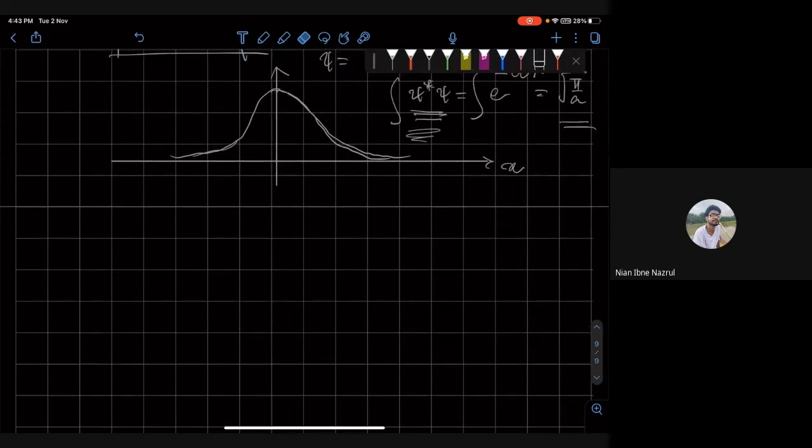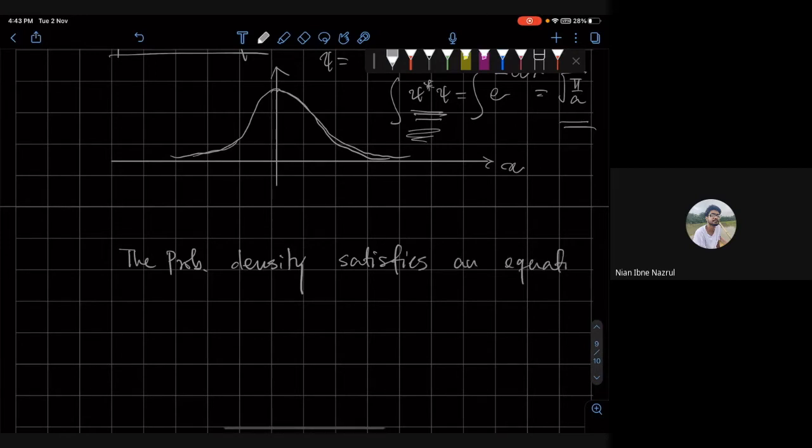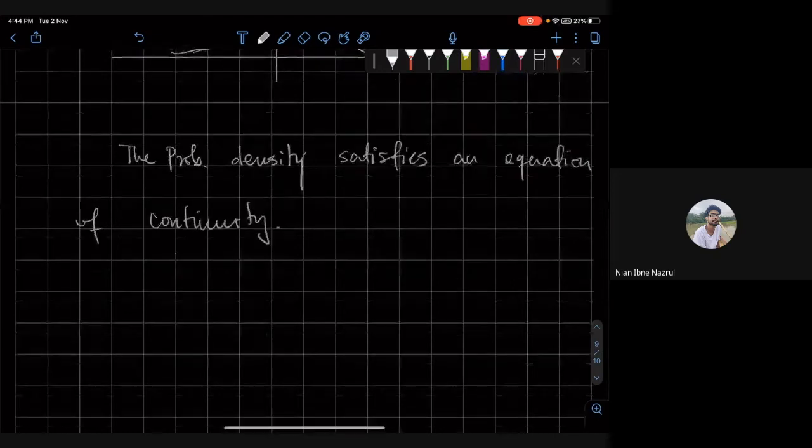So we have established that the norm is a constant in time, but we can even make a stronger statement. And the stronger statement is that the probability density satisfies an equation of continuity. So if you take the Schrodinger equation and multiply it by psi star and take the complex conjugate of that equation and you take the difference, then you get an equation which is the equation of continuity.